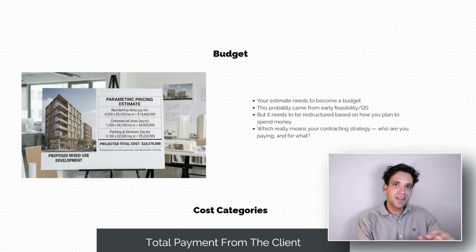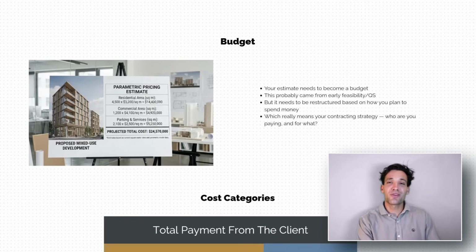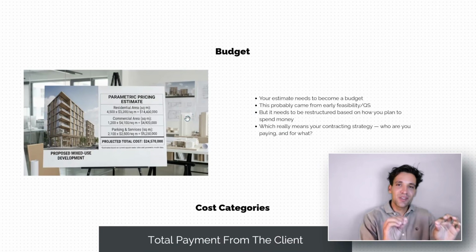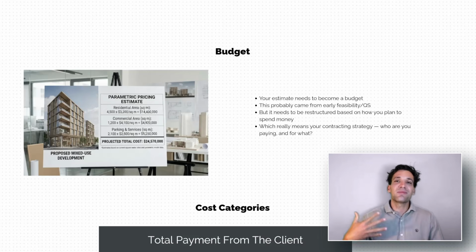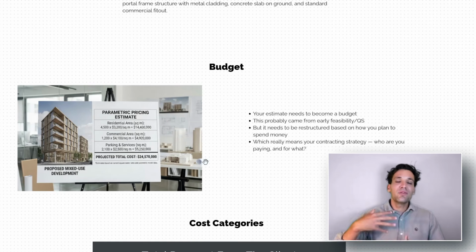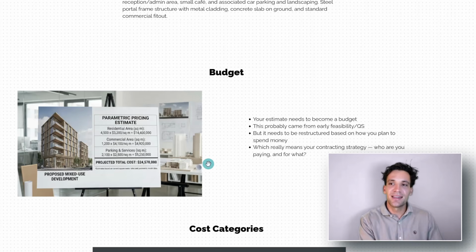Okay, so number 1, construction cost control, and I've already mentioned this twice so far through the video. Your estimate is not a budget. The reason I keep stressing this point is because it is probably the most common mistake I see. The way we build and use an estimate, the fundamental purpose behind it is to calculate how much cost it is going to be to build something.